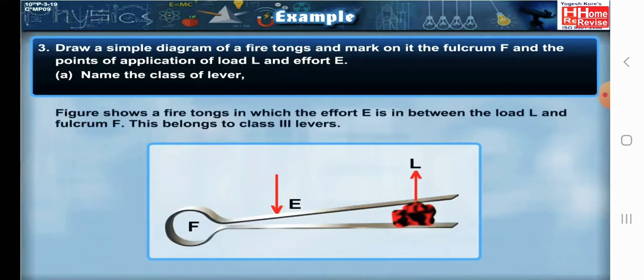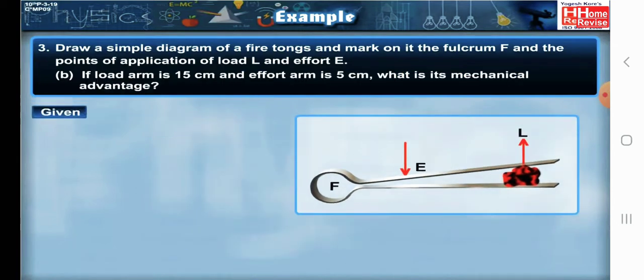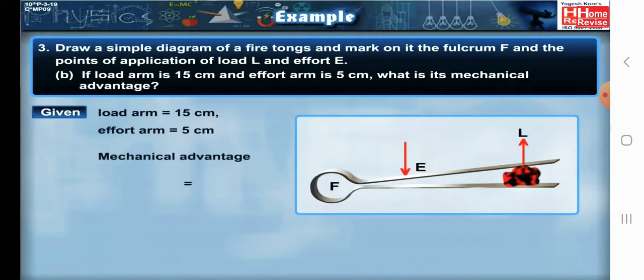A. The figure shows a fire tongs in which the effort E is in between the load L and fulcrum F. This belongs to class 3rd levers. B. Given load arm is equal to 15 centimeters, effort arm is equal to 5 centimeters. Mechanical advantage is equal to effort arm upon load arm, which equals 5 upon 15, which further equals 1 upon 3.